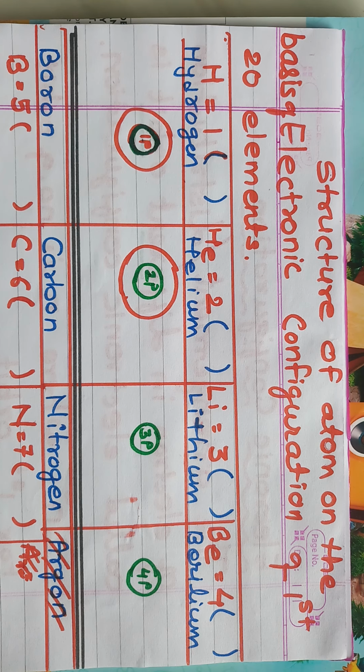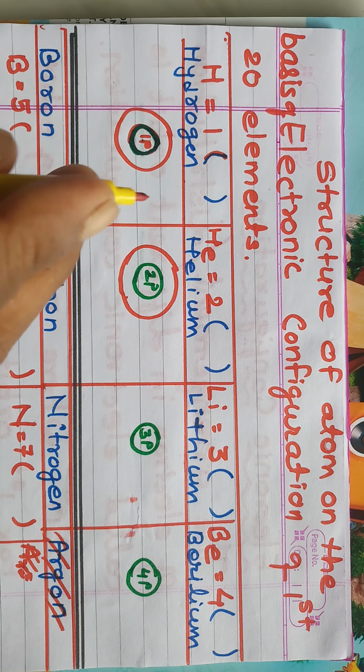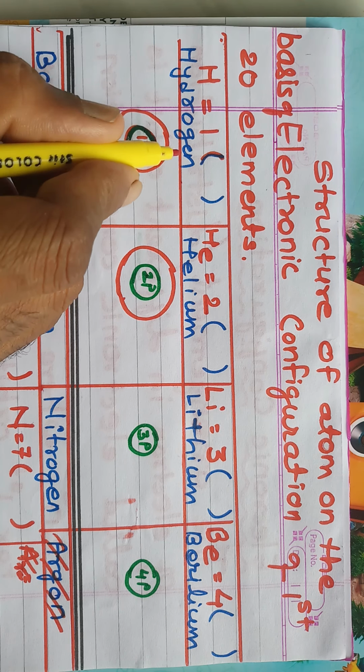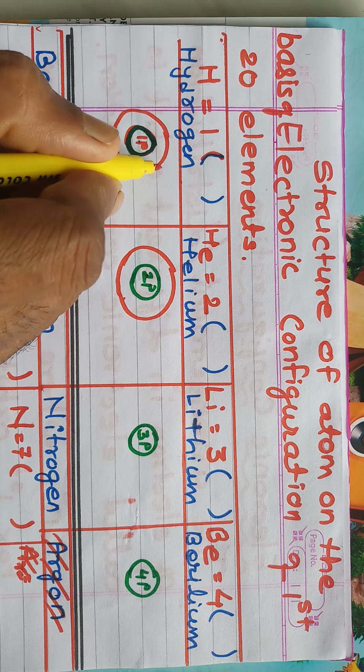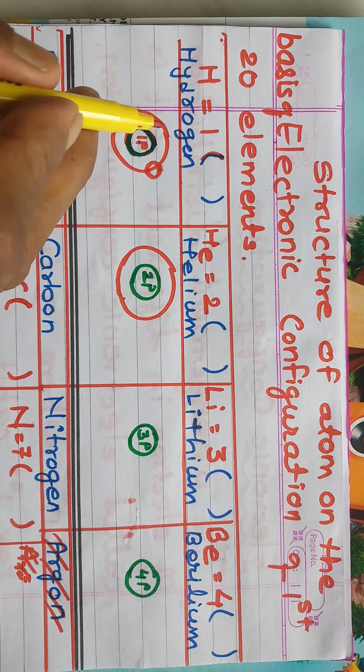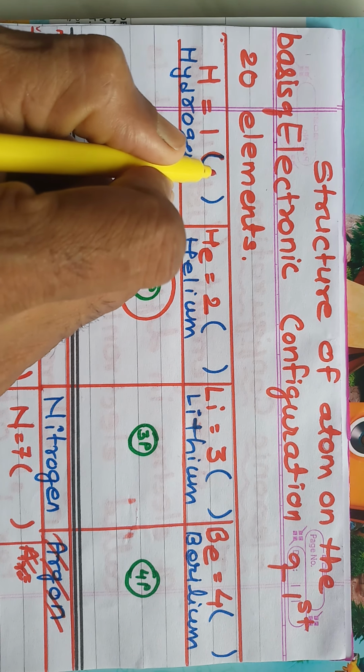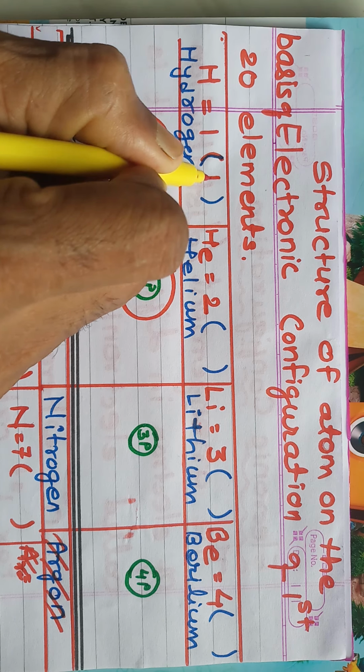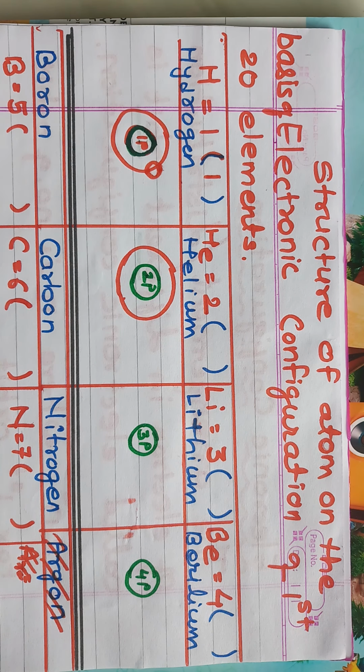First is hydrogen. Hydrogen has only one electron, and according to the rule, the capacity of the first orbit is to occupy a maximum of 2 electrons. Here hydrogen has only one electron, so it is occupied in the first orbit. So the electronic configuration is just 1.